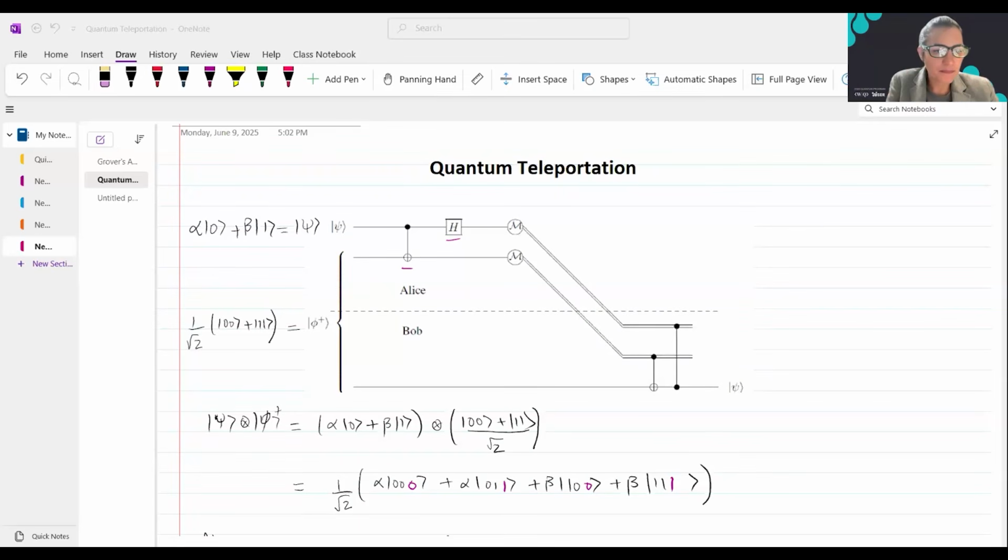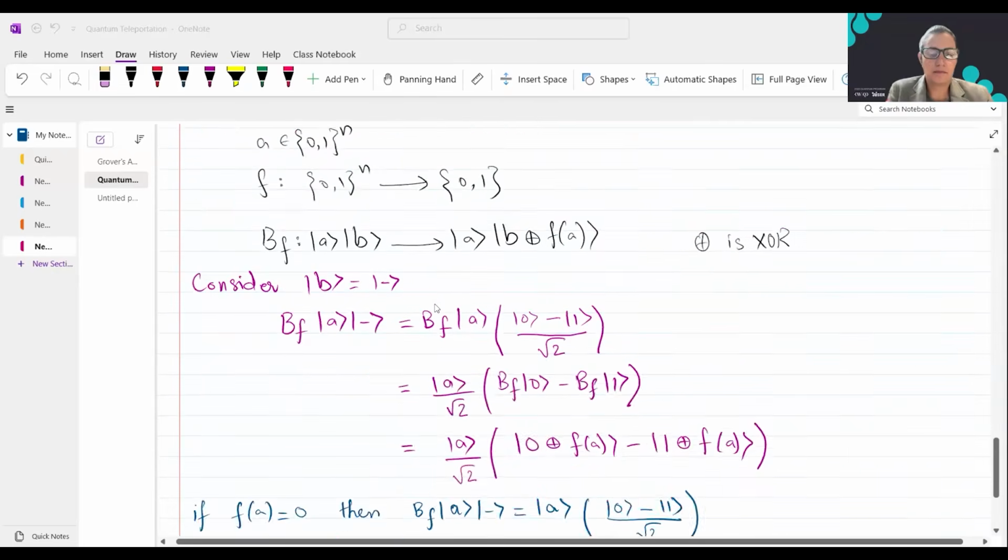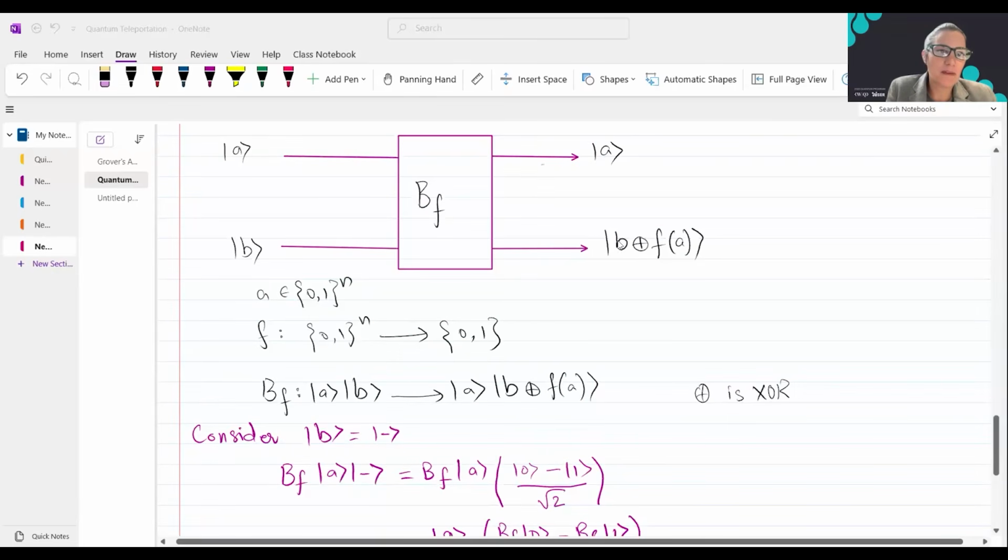How does the choice of the initial state, minus, lead to the phenomenon of phase kickback in the function evaluation of f? So during phase kickback, what we were seeing over here was that we applied this classical operation, like XOR of b with f of a, right? It is a very nice exercise that you should try to do, that you should consider the case when b is the plus state, right?